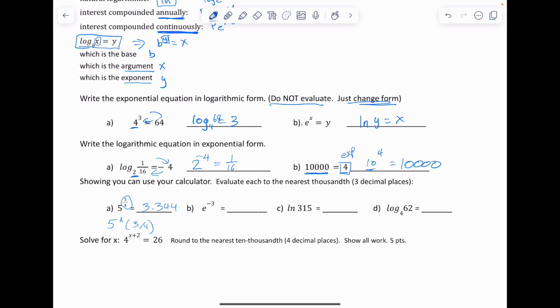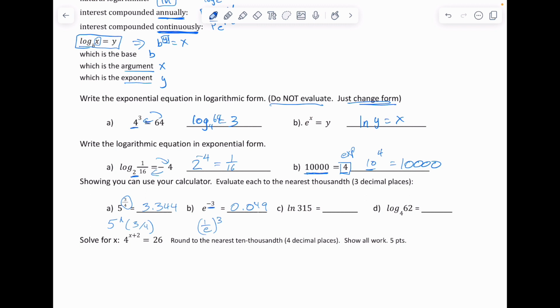e to the negative 3 is going to be 0.049. This should make intuitive sense because you know that this negative exponent up here is going to bring it down to 1 over e to the third. And e is greater than 1, so it's going to get smaller and smaller.